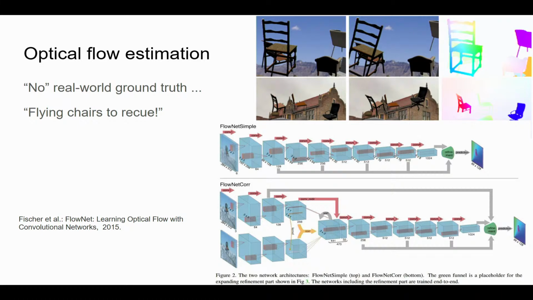But you can render things. The first data set, which is still used, is called Flying Chairs. Basically what they did is they took 3D models of chairs, random photos as a background, and they let the chairs randomly fly over that background. It's a completely crazy data set. You will never see flying chairs in the real world.